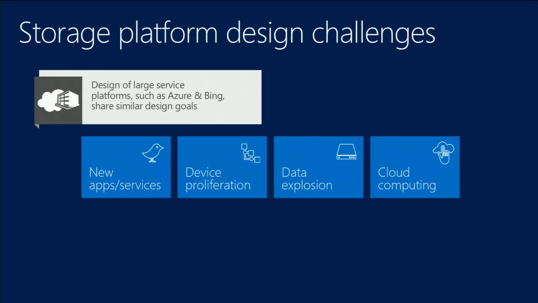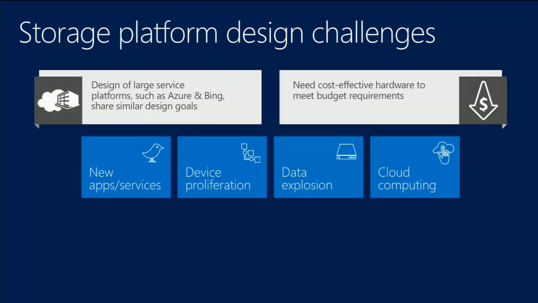This is not unique to the industry. I mean, at Microsoft, we design large service platforms. Some examples are Bing and Azure. And we also have lots of large private cloud infrastructure as well. And looking at these infrastructures, we found that they shared a series of similar design goals. Number one, you need to use cost-effective hardware wherever possible to meet your budget requirements. As you scale, you have to scale in units that are affordable.